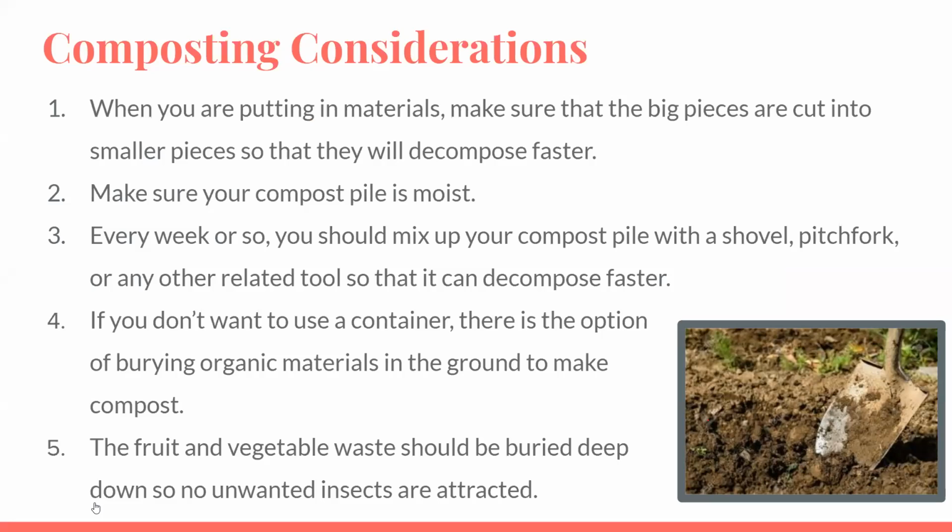And if you don't want to use a container, there's also an option to bury organic materials in the ground to make the compost. If you want, you can go ahead and do further research on that. The fruit and vegetable waste that you put in your composting bin should also be buried, for the best result, 10 inches deep, so that flies that you don't want to come around your composting container won't come around.